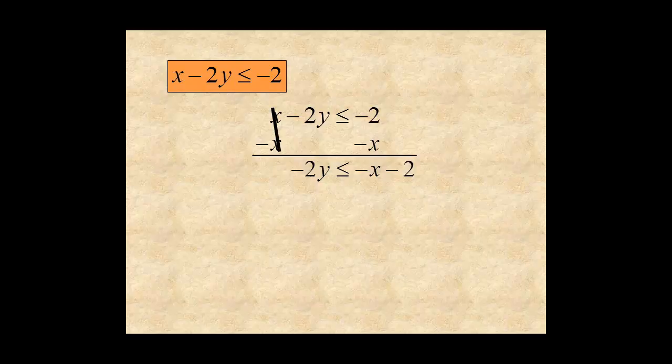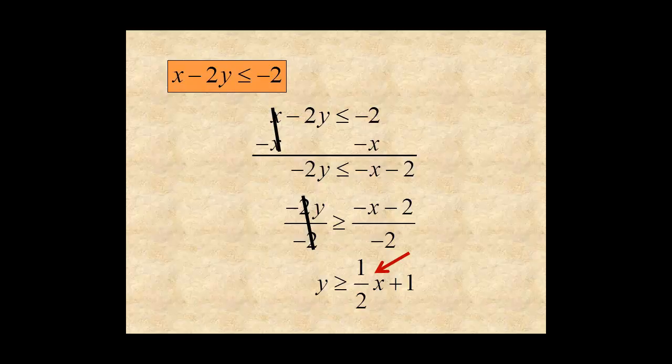Here's an example that shows all the steps for graphing and checking a linear inequality. The first step is to convert the inequality to slope-intercept form. Begin by subtracting x from both sides. Then divide both sides by -2. Remember, when you divide both sides of an inequality by a negative number, you have to switch the direction of the inequality symbol. On the right, when you divide -x by -2, you get plus 1/2 x. When you divide -2 by -2, you get plus 1. And the result is y greater than or equal to 1/2 x plus 1.